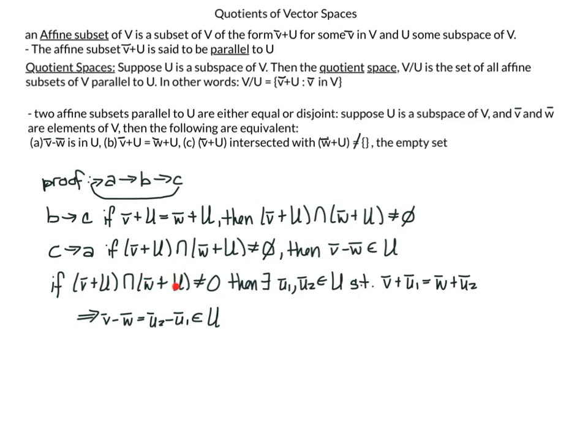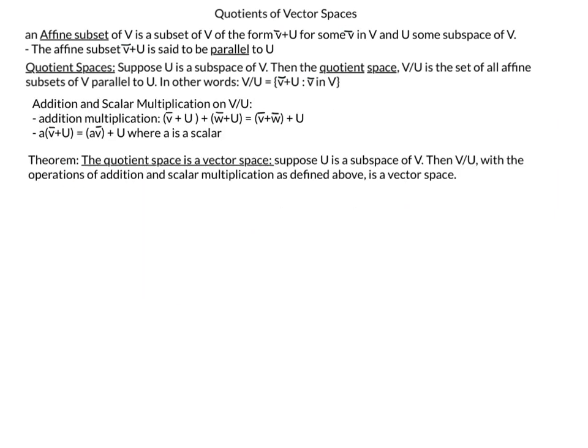And if the intersection is not empty, there is a U1, U2 such that these two are in common, this is where the intersection is. Now we can move this W over and get V minus W, move this U1 over, get U2 minus U1. This means that this is an element of U. So V minus W is an element of U, which is what we wanted to prove, part A. C implies A. And we're done with that proof.